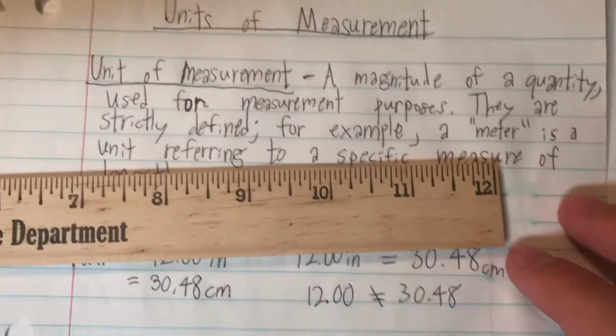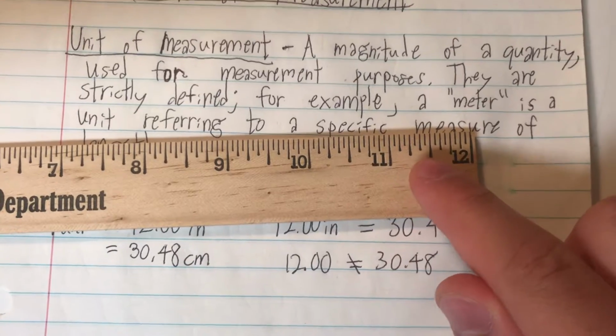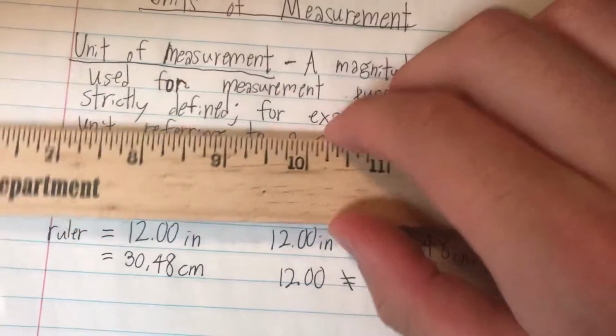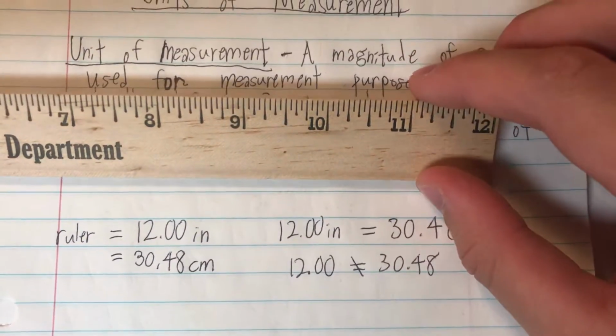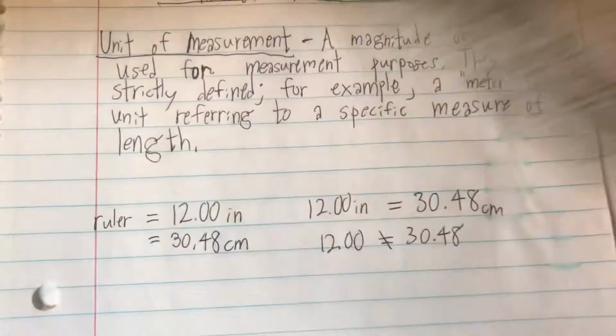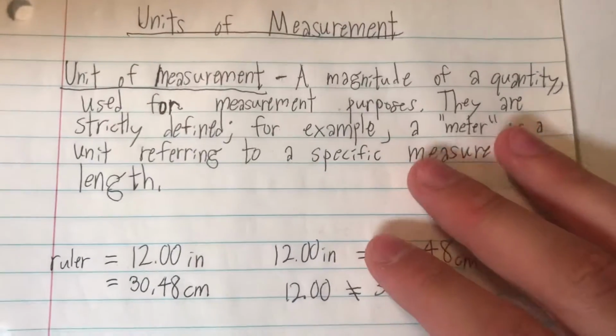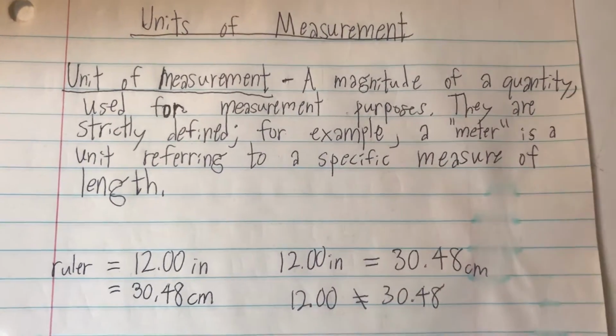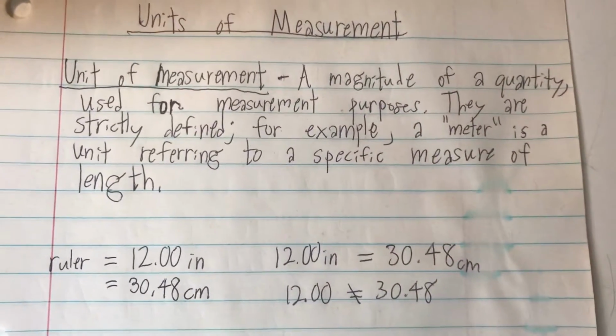A typical ruler will say that it's 12 inches long, or a foot long, but if you flip it around to view the centimeter scale, you'll see that, well, this ruler doesn't have one, but most rulers do, and will say that it's about 30.48 centimeters long.